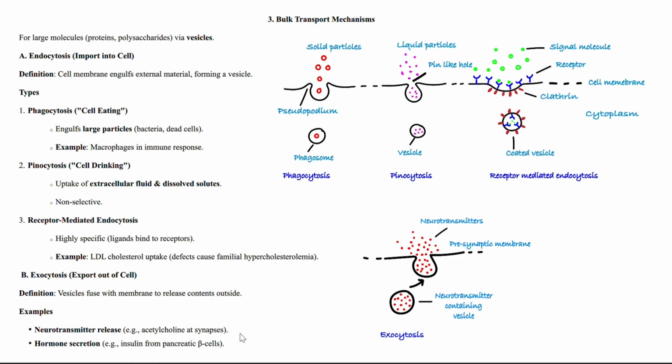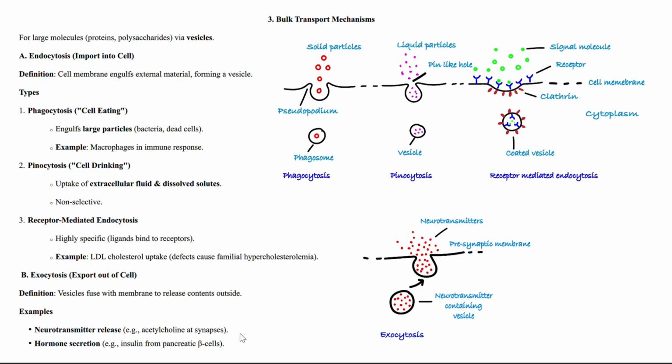Now let's look at the fascinating category of transport mechanism, bulk transport. Unlike passive or active transport, which move individual molecules or ions, bulk transport handles large substances like proteins, polysaccharides, or even entire cells by using membrane bound vesicles. This is how the cells import or export large quantities of material in one go. We will divide this into two main processes, endocytosis and exocytosis.